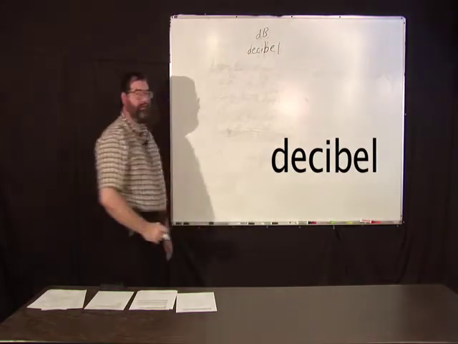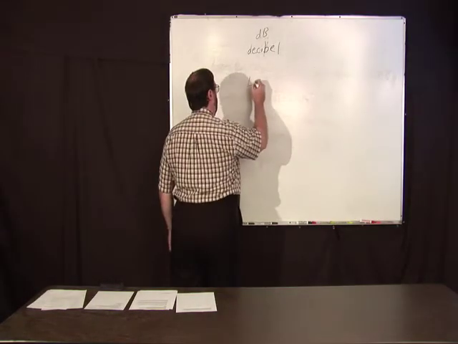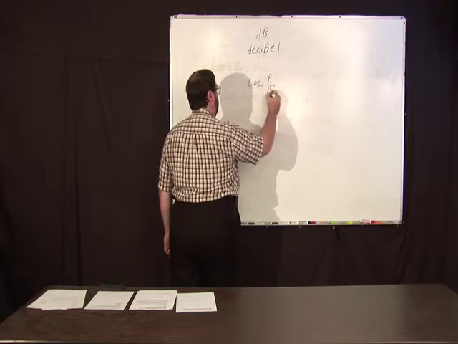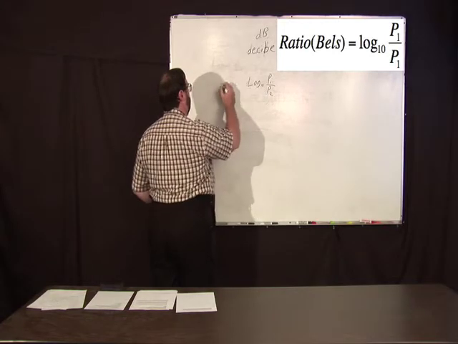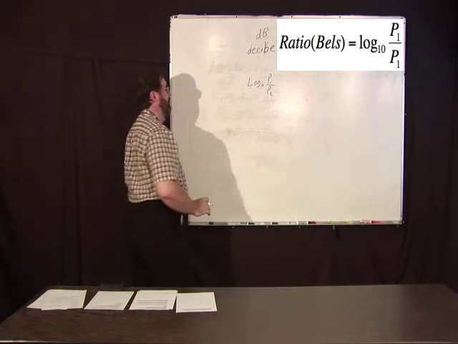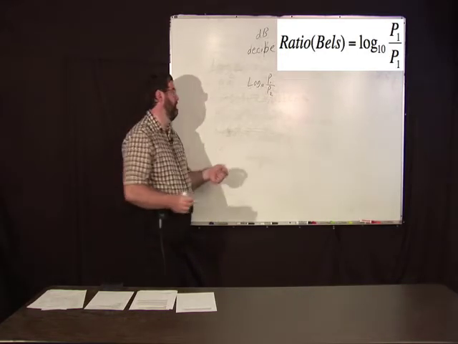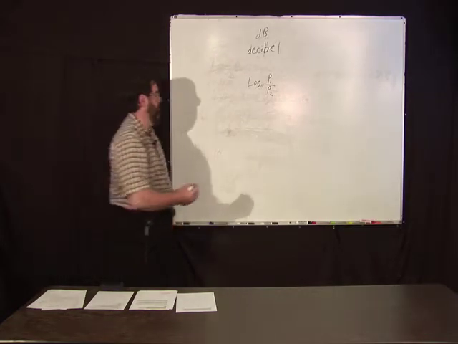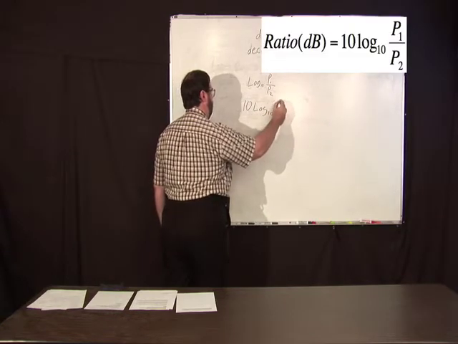So what is a bell? Well, a bell is a log base 10 of a power ratio. It's log base 10 of two powers. That's a bell. So the number of bells is that. There are 10 decibels to a bell. So a decibel is 10 log base 10 of some power ratio.